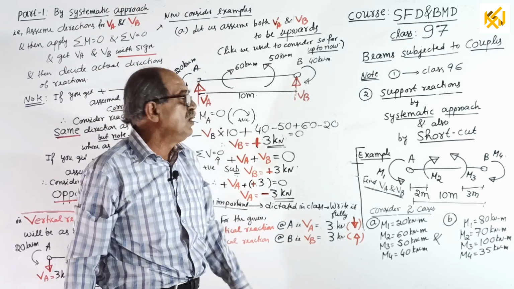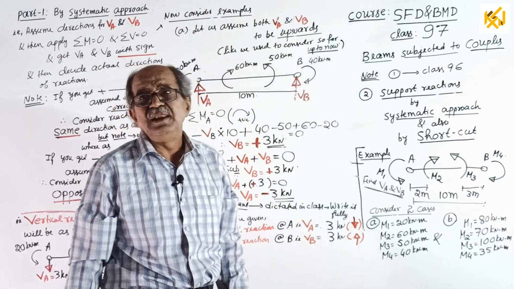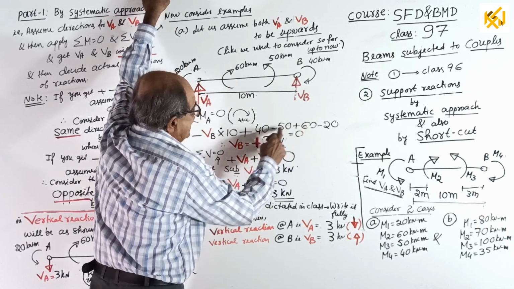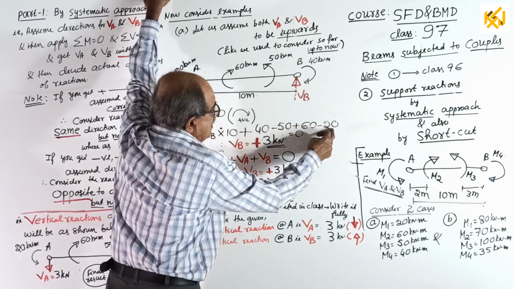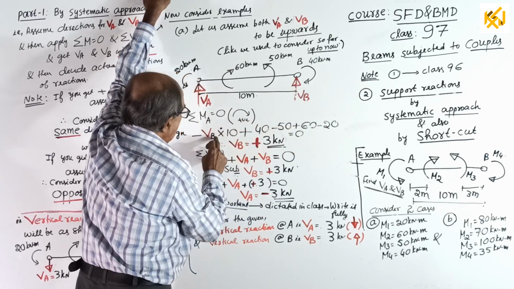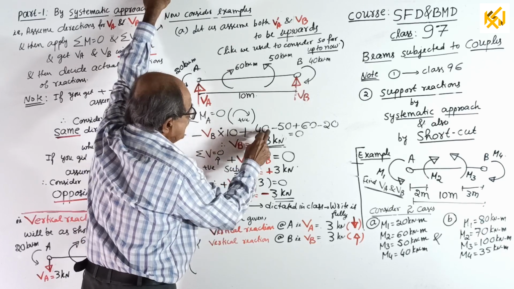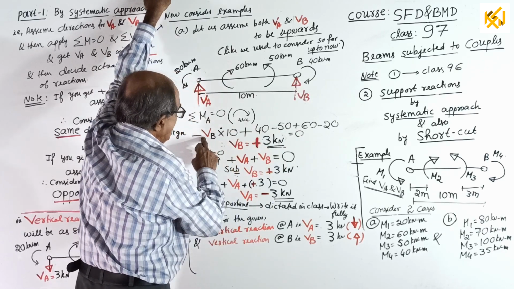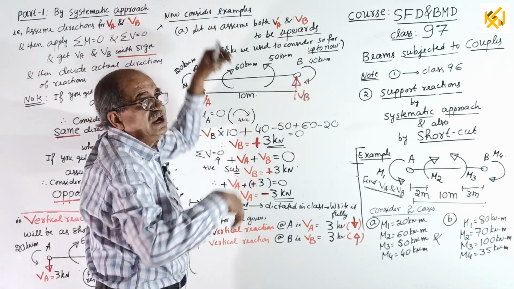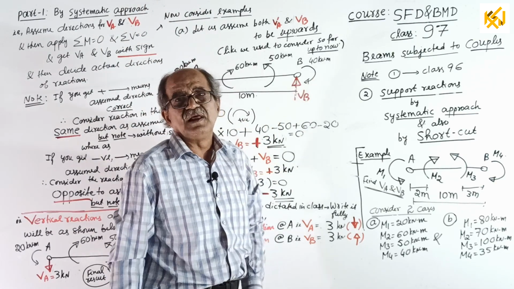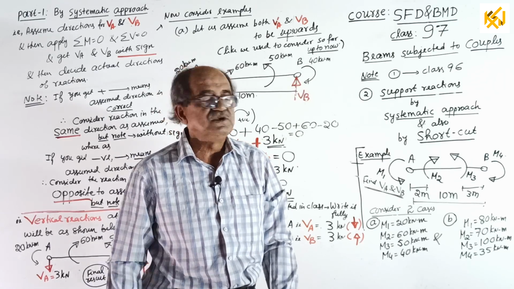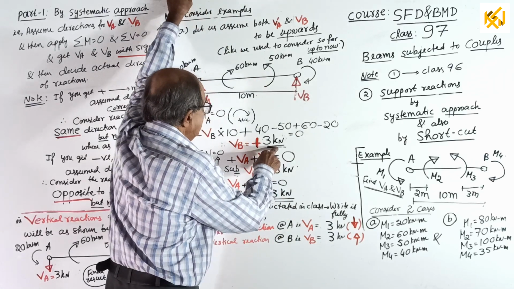Why plus came or how we got the answer? If I explain, it will be high school level. 40 plus 60 is 100. Minus 50 minus 20 is 70. So 100 minus 70 is 30. Minus VB into 10 plus 30 equal to 0. Minus VB into 10, take that side, it will become plus. If I explain further, people will ask, are you taking high school class or primary school class? No, you get it. Plus 3 kilonewton.